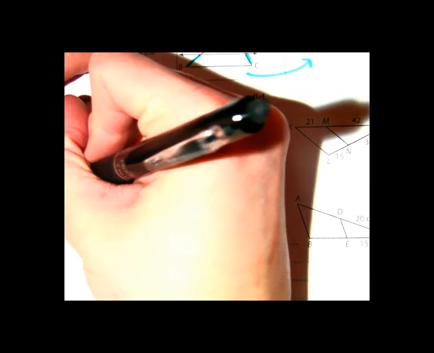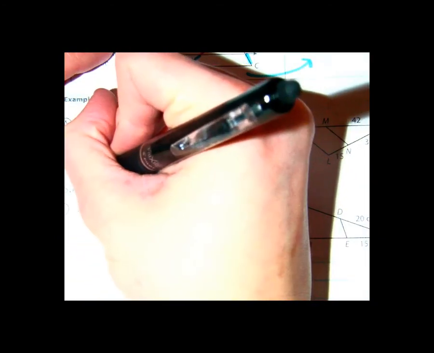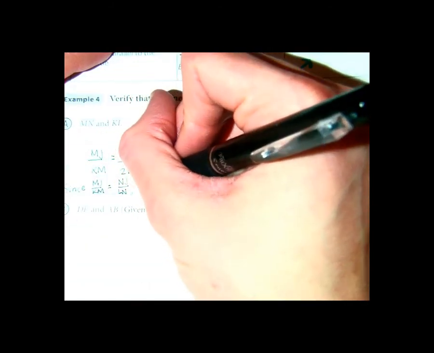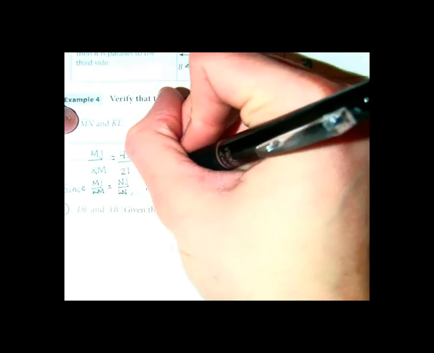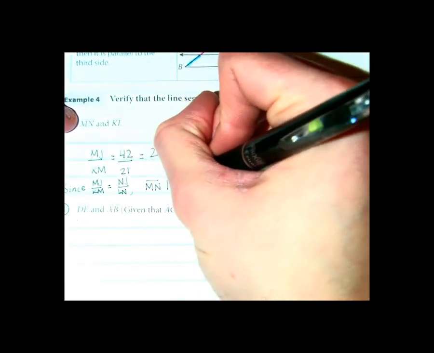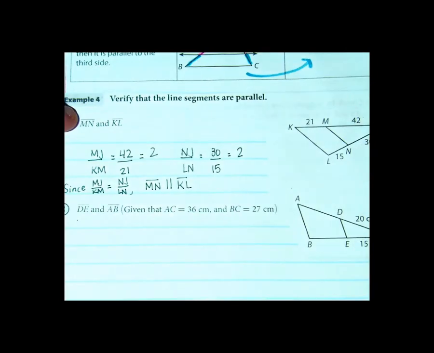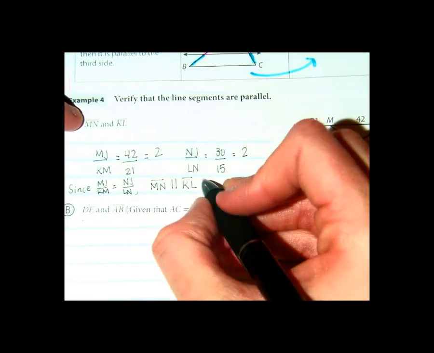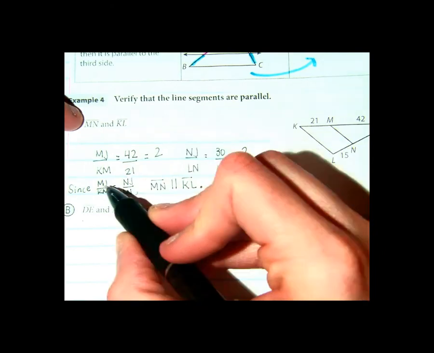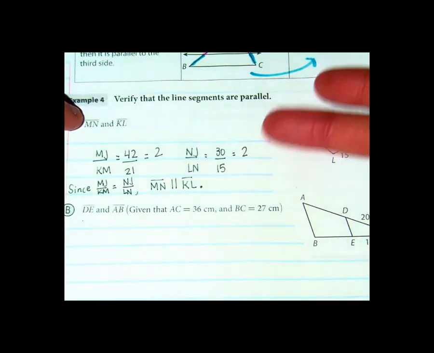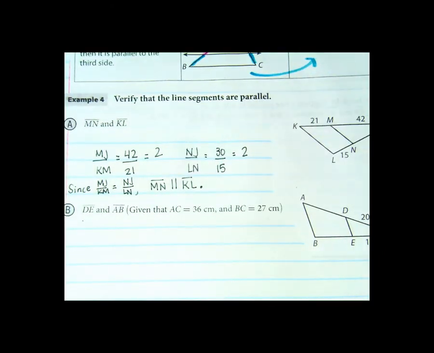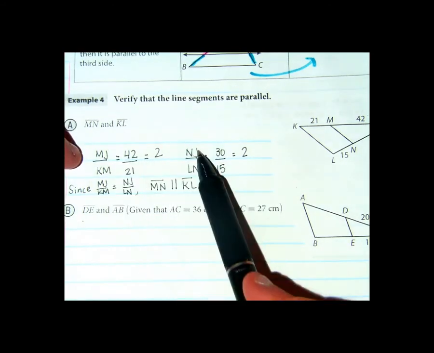So since MJ over KM is equal to NJ over LN, we know that MN is in fact parallel to KL. There's my little sentence. This is the work that goes with it. Like I said, again, it could have been flipped. It would not have mattered as long as both of them are that way.